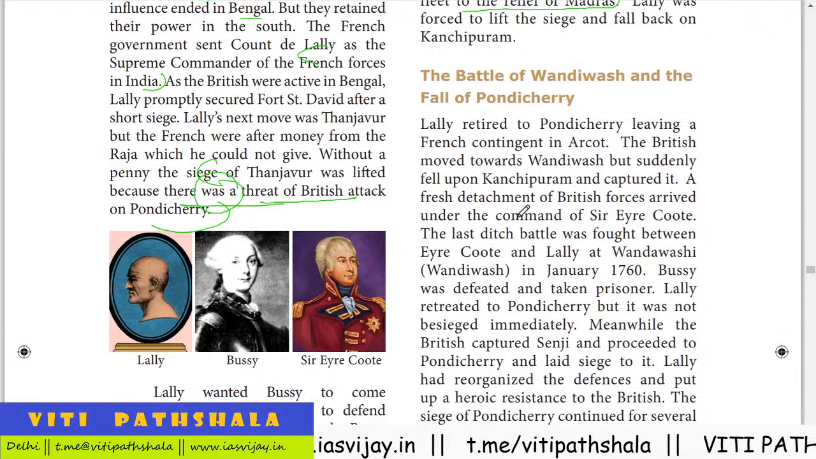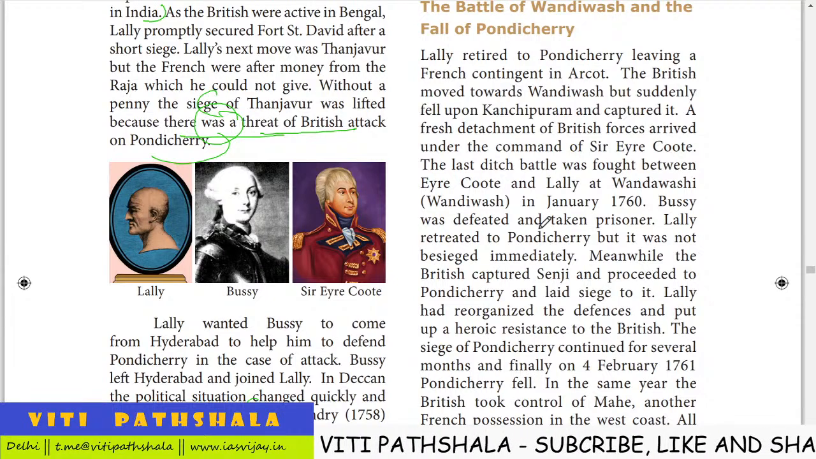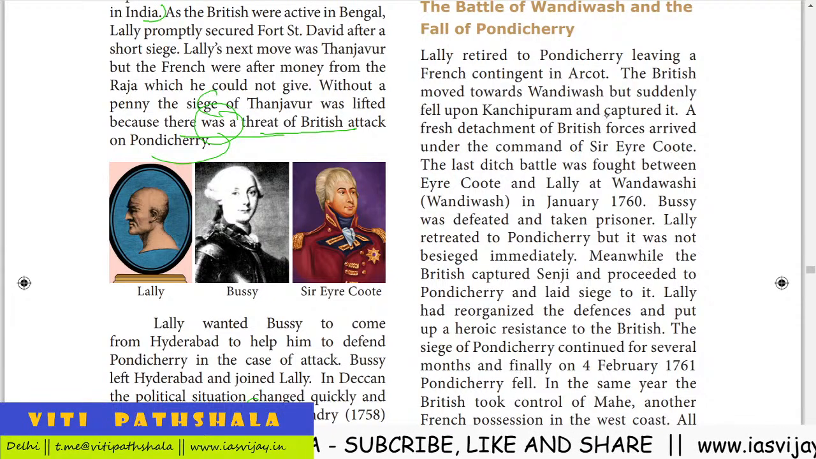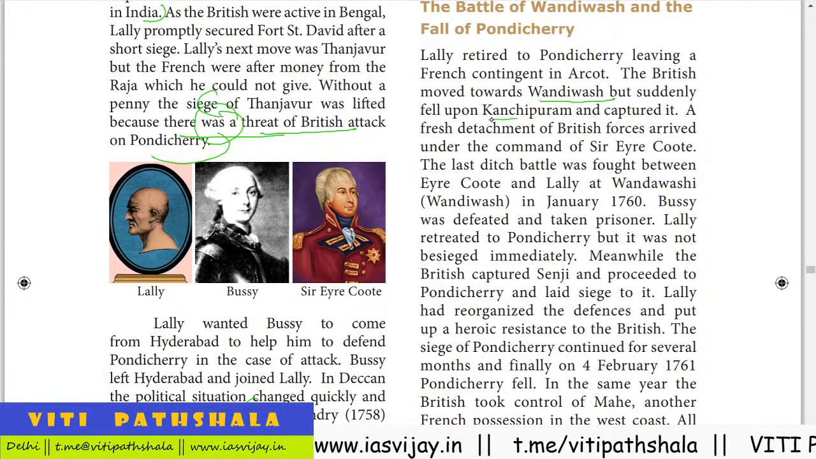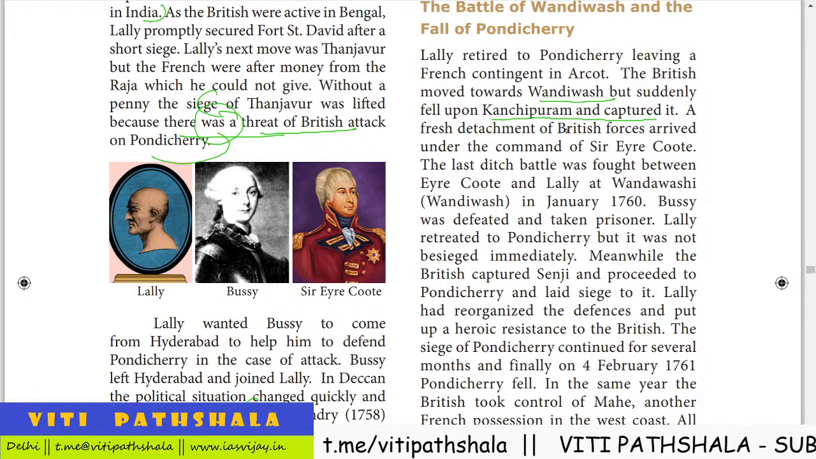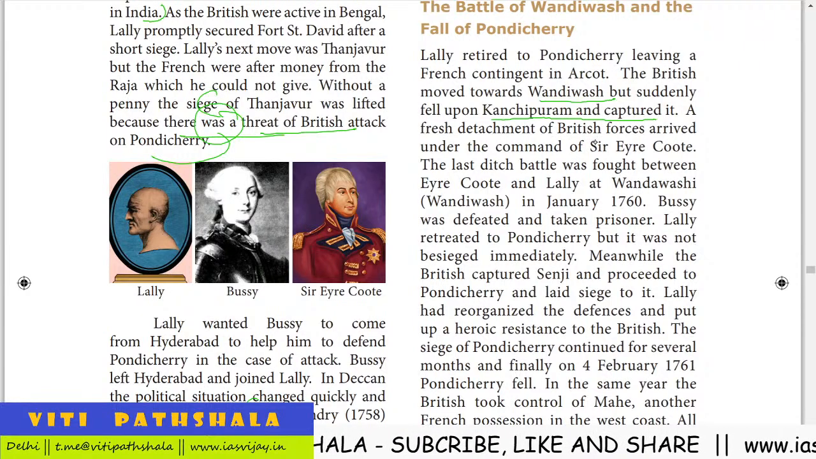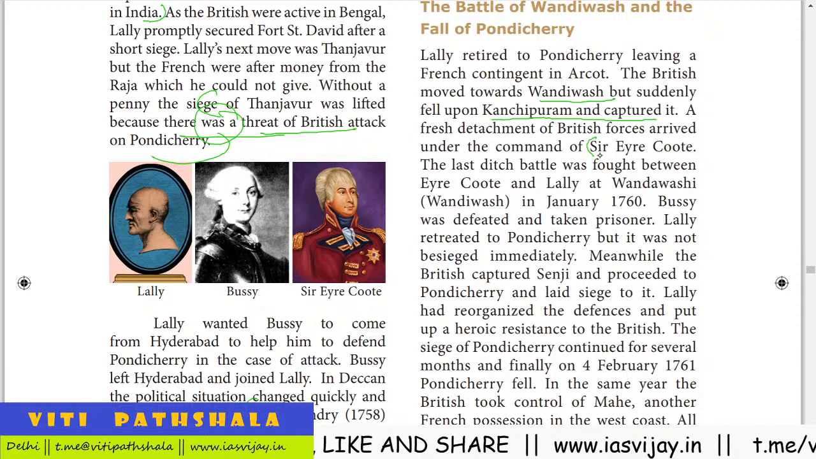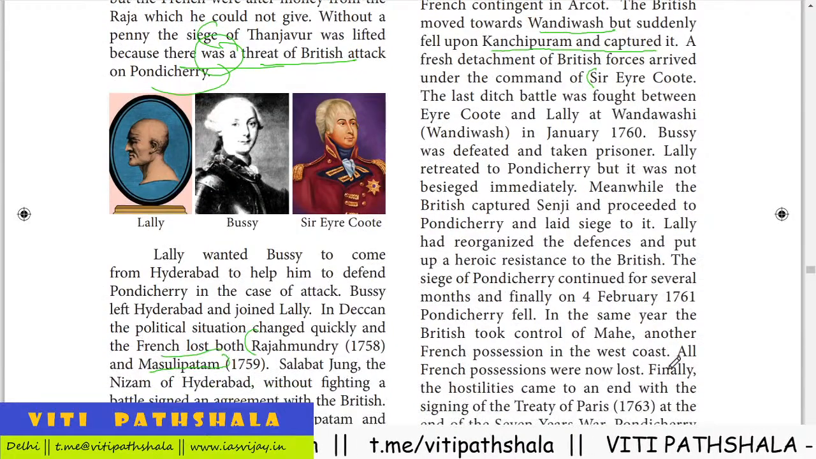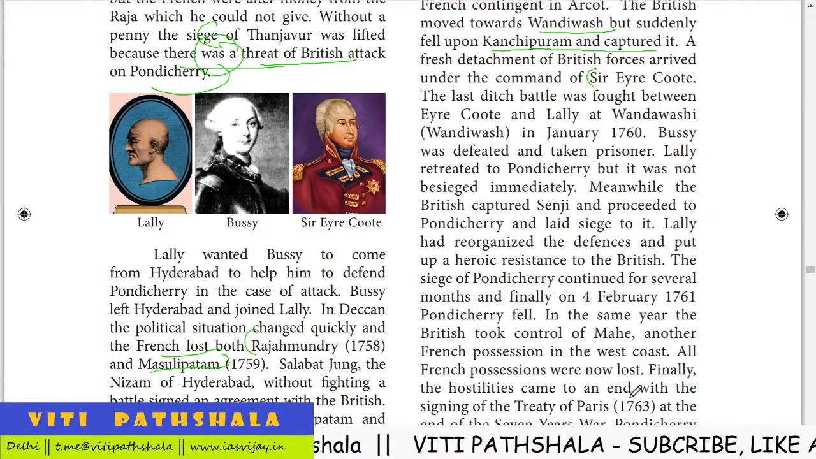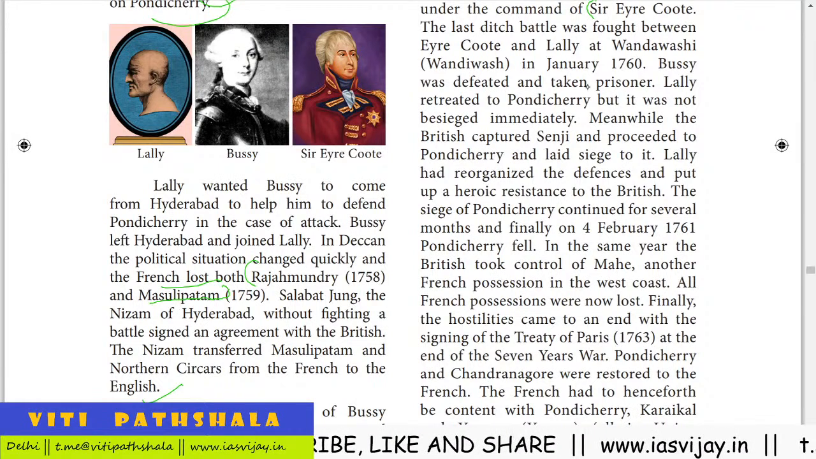The Battle of Wandiwash and the fall of Pondicherry. Lally retired to Pondicherry, leaving a French contingent in Arcot. The British moved toward Wandiwash, but suddenly fell upon Kanchipuram and captured it. A British detachment arrived under the command of Sir Eyre Coote. The last-ditch battle was fought between Coote and Lally at Wandiwash in January 1760. Bussy was defeated and taken prisoner.